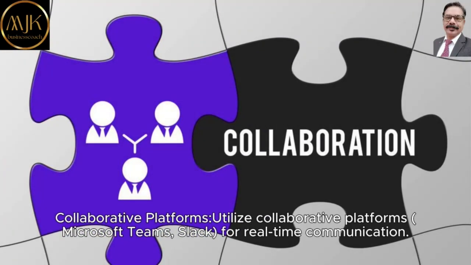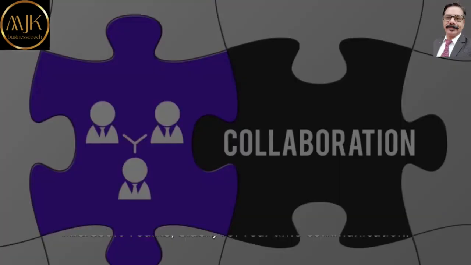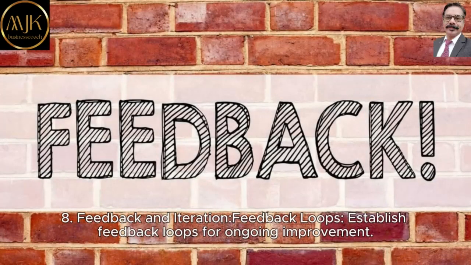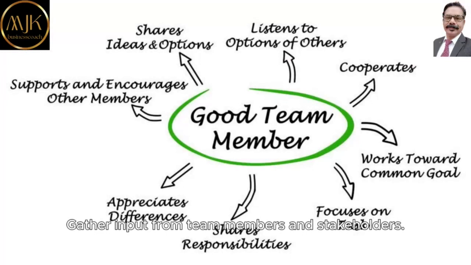Collaborative platforms. Utilize collaborative platforms, Microsoft Teams, Slack, for real-time communication. Coordinate efforts and discuss task breakdown strategies. 8. Feedback and iteration. Feedback loops. Establish feedback loops for ongoing improvement. Gather input from team members and stakeholders.